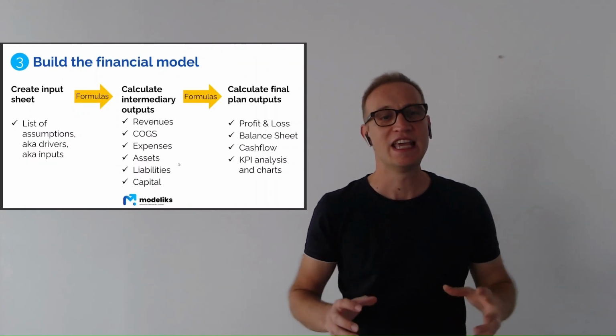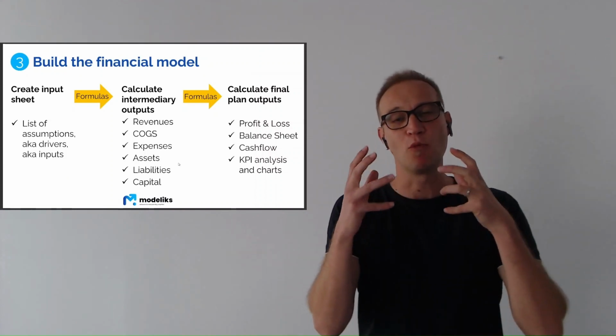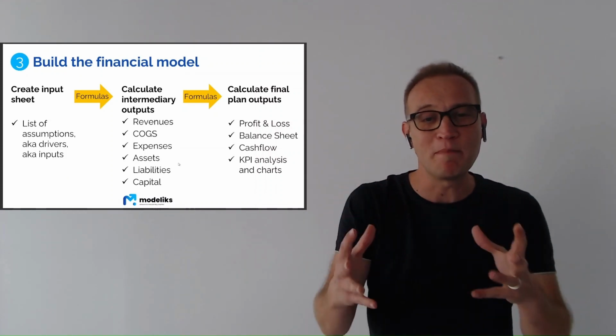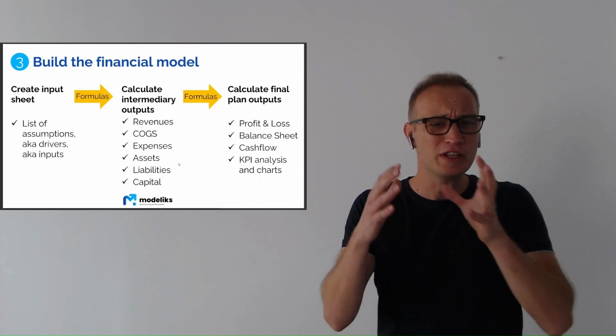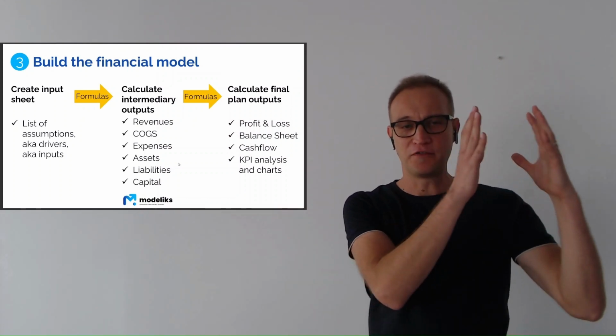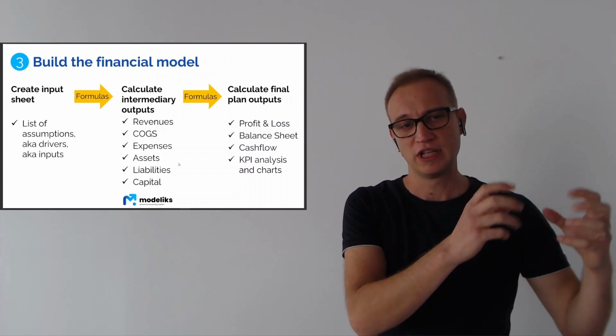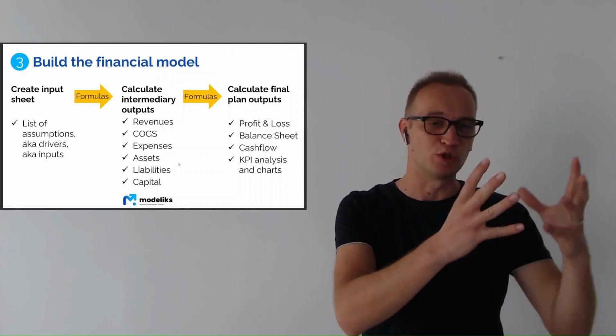Step number 3 is now actually build the financial model that does all the calculations and all the math to come to your financial plan. So there are 3 kind of sub-steps here. The first part in building your financial model is creating an input sheet.